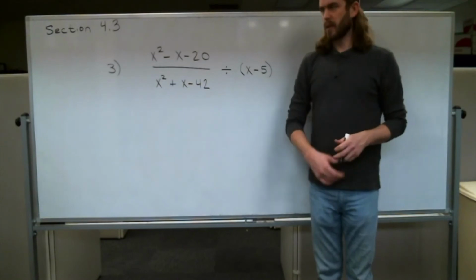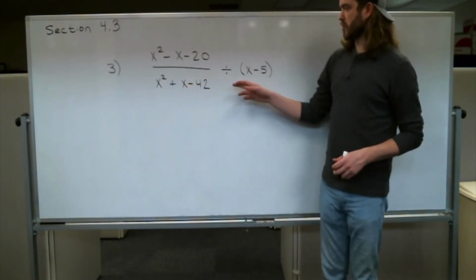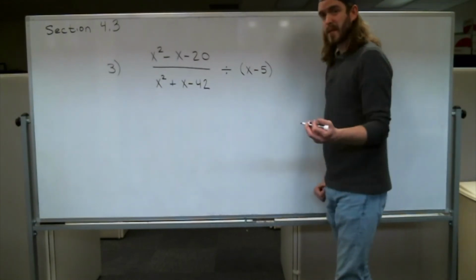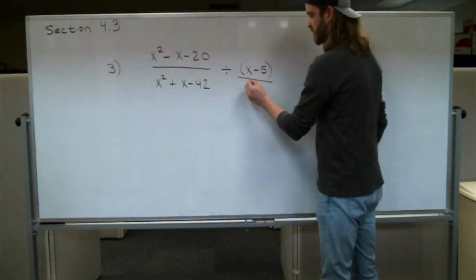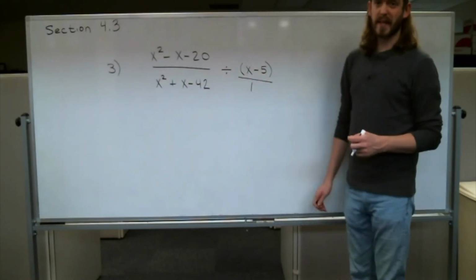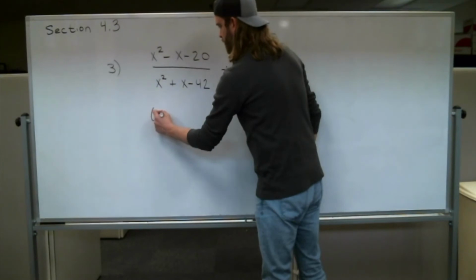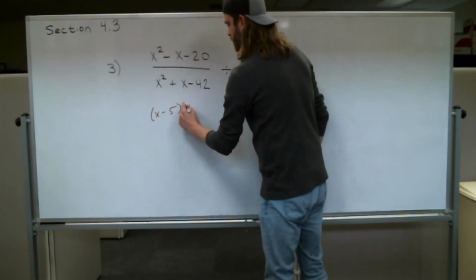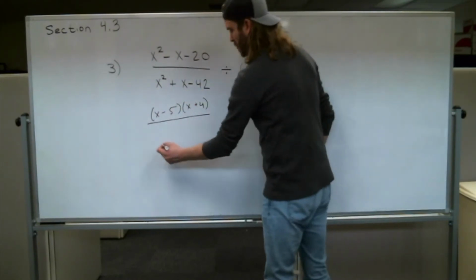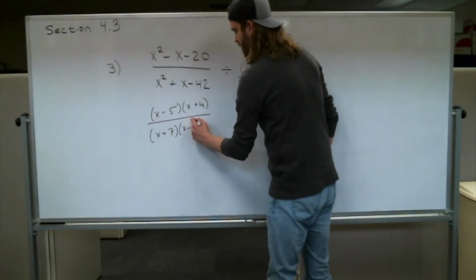For our last example, we're going to look at what happens when we have a rational expression multiplied by just a binomial. The first thing we want to do, just like we typically do when we're dividing fractions, is put this over 1. And then we're going to factor, and we have to remember to keep, change, flip. We have x squared minus x minus 20. That's going to give us x minus 5 and x plus 4. Right here we have x squared plus x minus 42. That's going to give us x plus 7 and x minus 6.